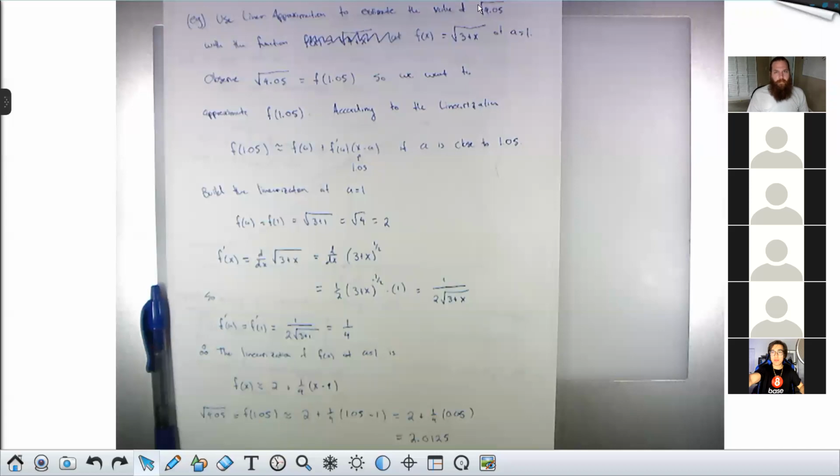Okay, thank you. We know that the square root of 4.05 should be just a little bit bigger than 2 because the square root of 4 is 2 and the square root is an increasing function. So it's 2 plus some small number, but I'm not sure what that small number should be. In order to figure it out, I use the linearization formula, which means I need to build this formula.